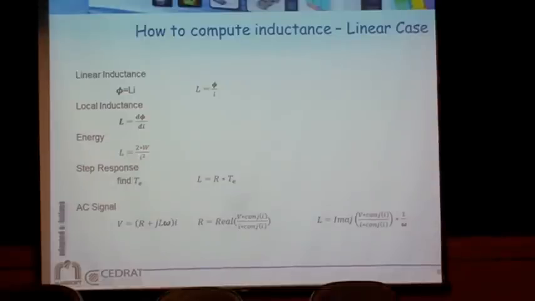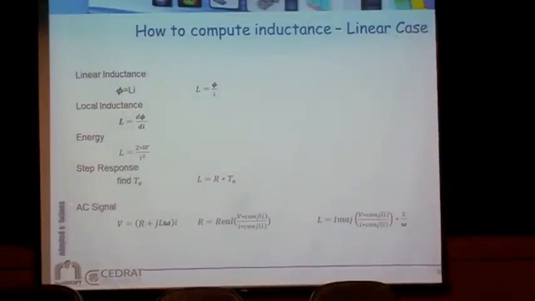That's another way. If we evaluate the energy, we should be able to compute 2 times the energy and divide it by the square of the current, which should give us the inductance. Then we have the step response. Basically we put a step voltage and look at the current moving. When we get 63.2% of the current, that's about 1 over e, it gives me the time constant of my circuit. The time constant is actually L divided by R. So the inductance is just going to be R multiplied by the time constant.